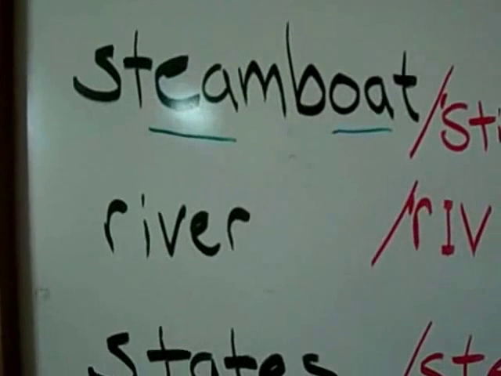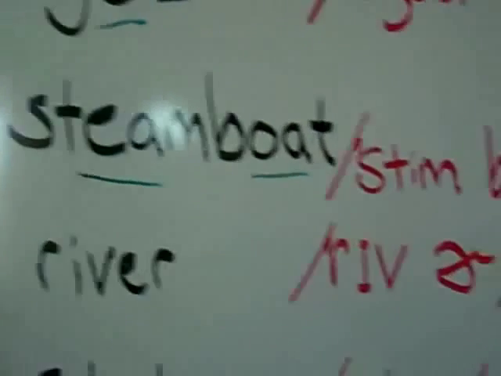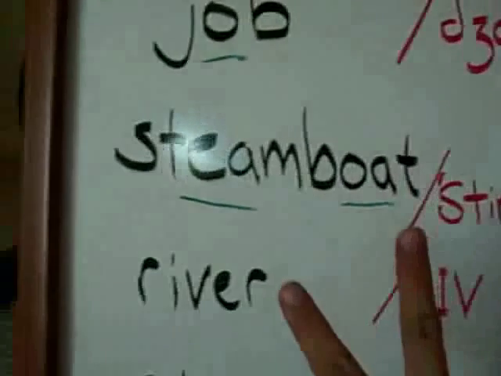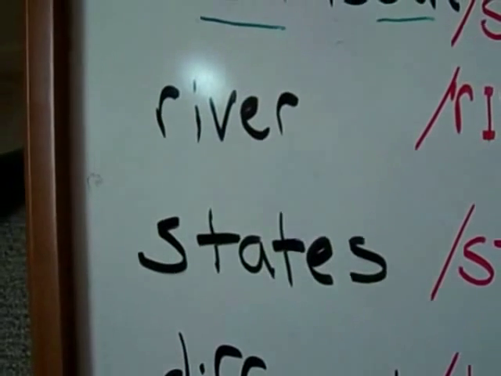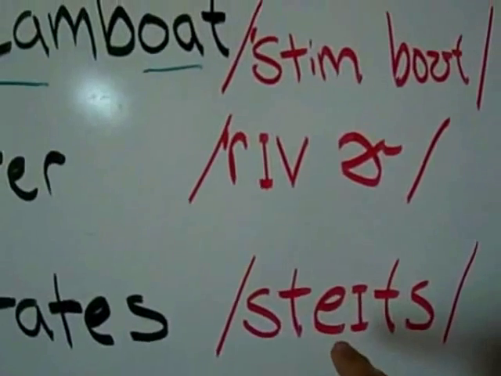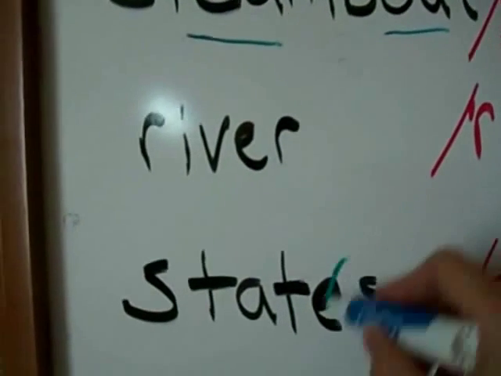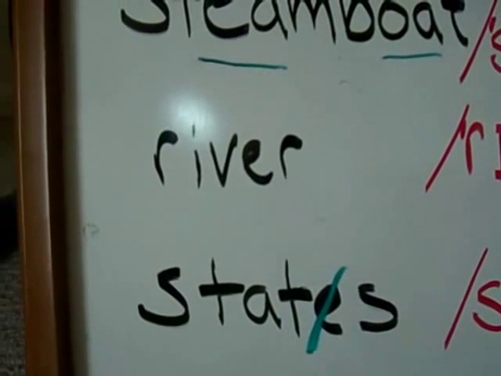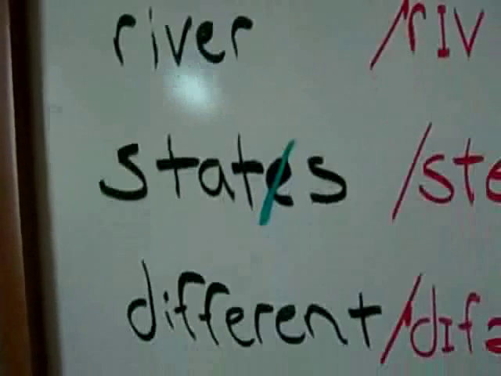Let's look at the second word, river. How many vowel sounds? Two. Two vowel sounds, two syllables. States. How many vowel sounds? One. This word reminds you that sometimes you may see a vowel, but it's silent. E is often a silent vowel. One vowel sound, one syllable.